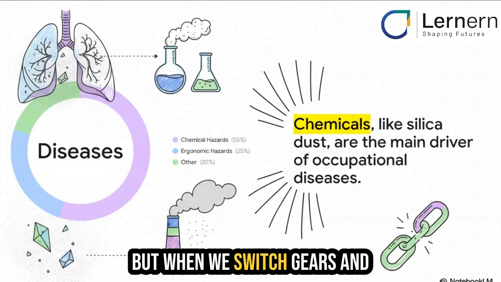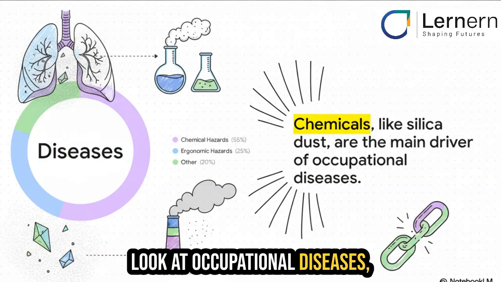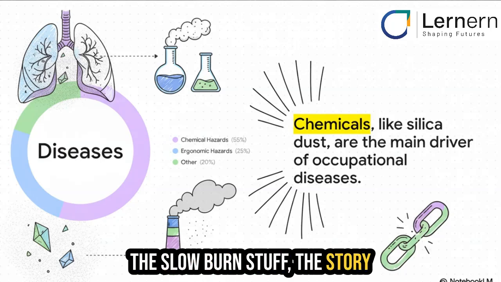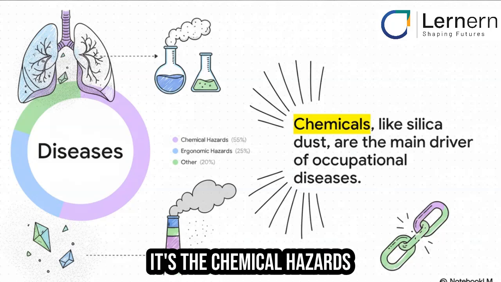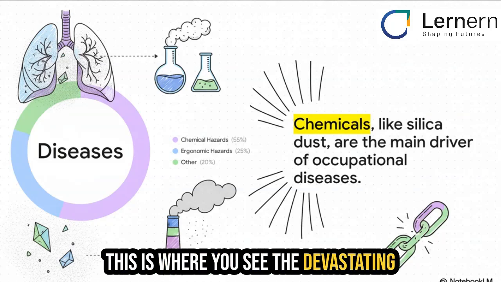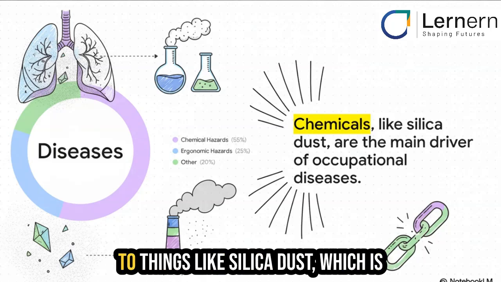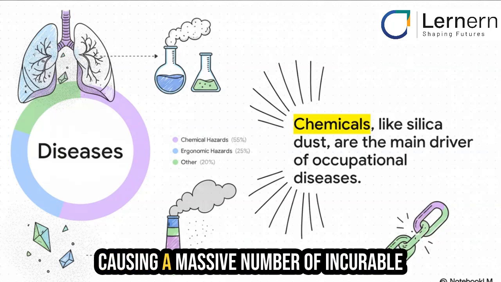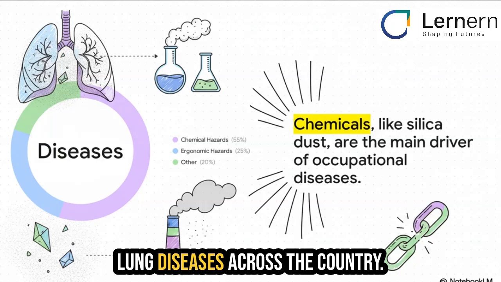But when we switch gears and look at occupational diseases, the slow burn stuff, the story completely changes. Here, it's the chemical hazards that are the main driver. This is where you see the devastating long-term impact of being exposed to things like silica dust, which is causing a massive number of incurable lung diseases across the country.